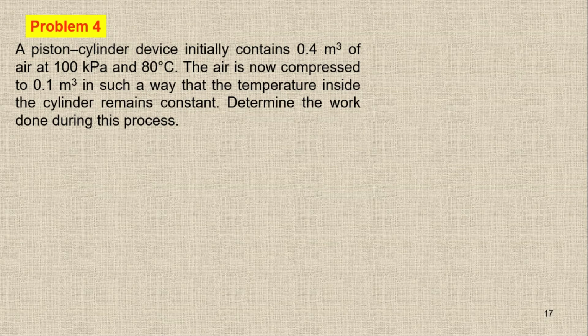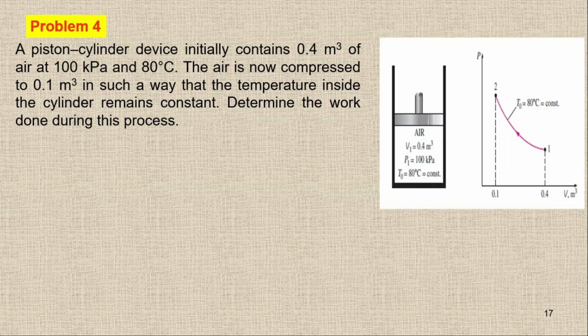For this type of question, always try to draw a PV diagram. So here we have a PV diagram. We have an initial volume of 0.4 meter cube, a final volume of 0.1, state number 1, state number 2, and the volume is going to decrease, and the pressure is going to increase, and we have a temperature of 80 degrees Celsius.